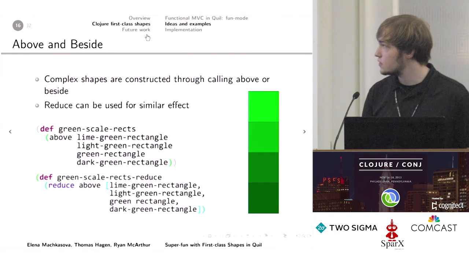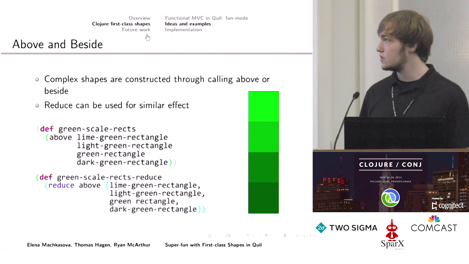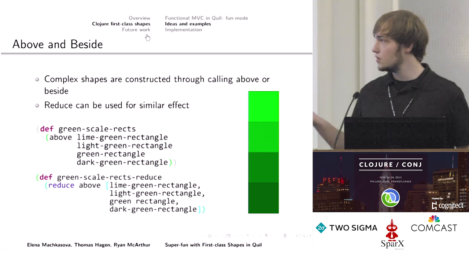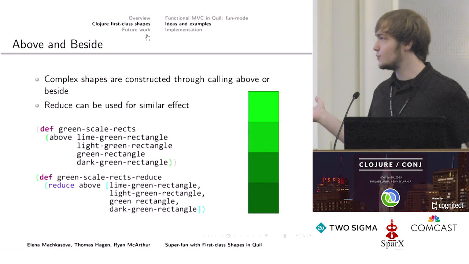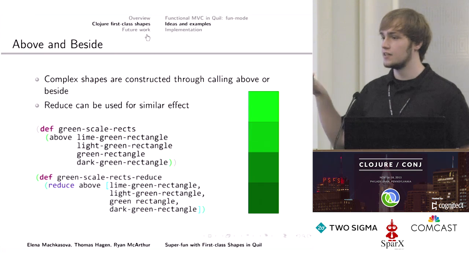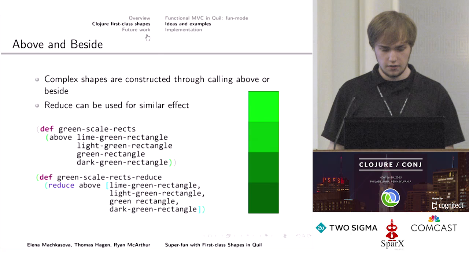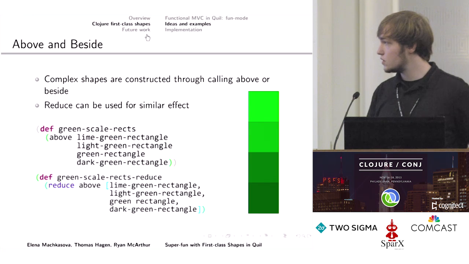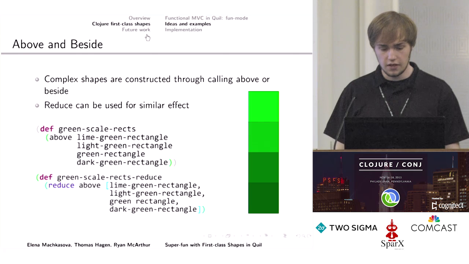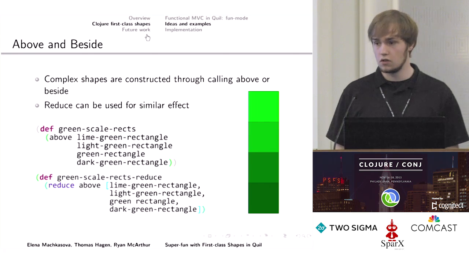So here's some examples of above and beside. In this code block, you can see we're creating green scale rects with above, and you pass in the arguments sort of like the image would suggest. So when you're aboving something, you quite literally put the names of the simple shapes above each other in the order that you would like them aboved. And you can also call reduce on above and apply that over a vector pretty easily, and it would produce the exact same results were you to just call above on the same thing.